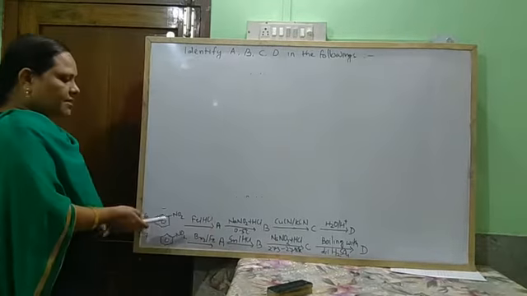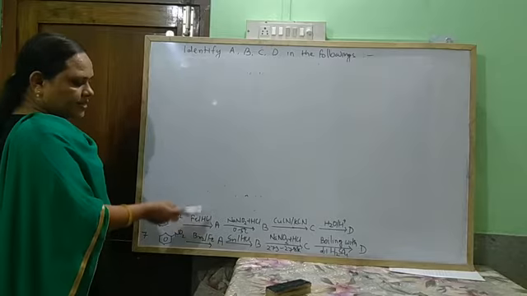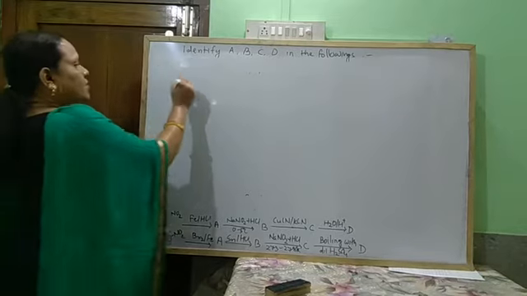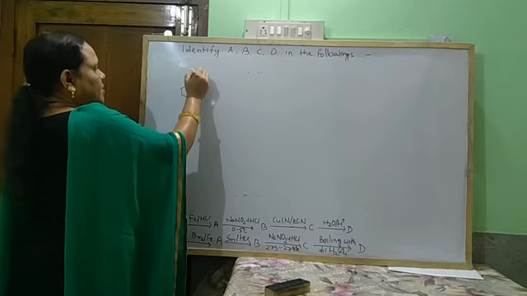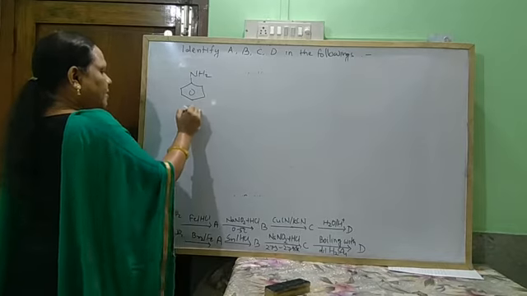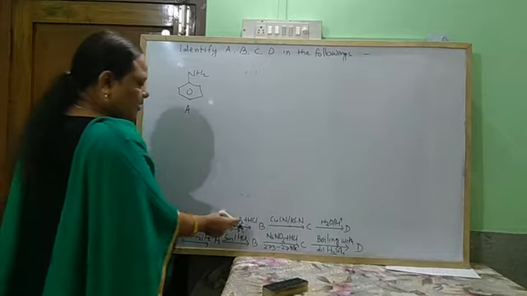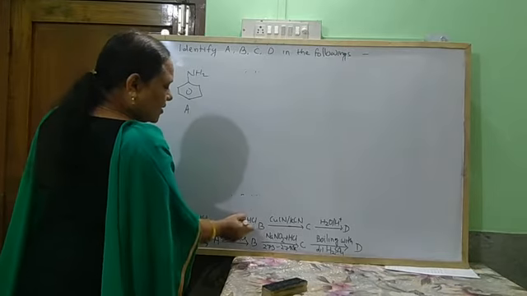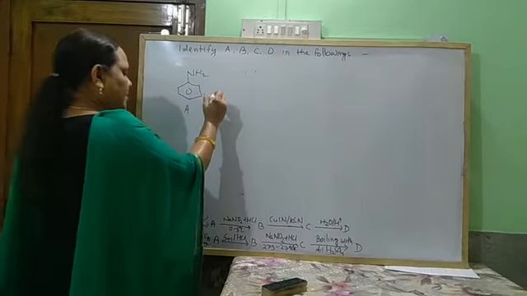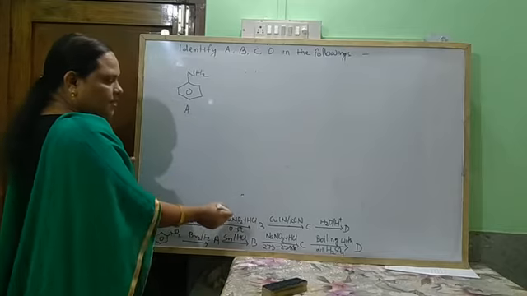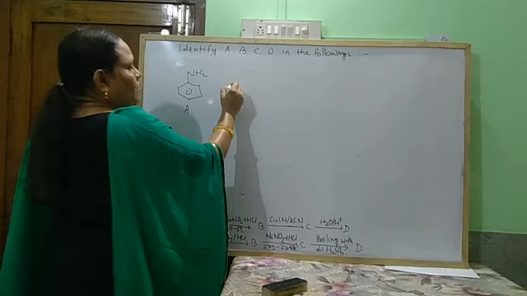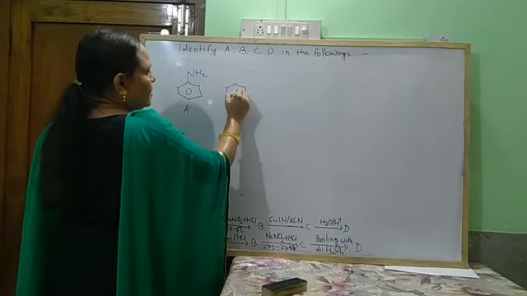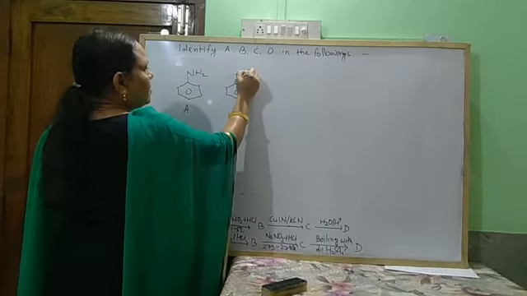So nitrobenzene reacts with Sn and HCl, a reducing agent. So the nitro group is reduced to NH2 group. So A is aniline. Then treated with sodium nitrite and HCl at 0 to 5 degrees Celsius. Again a diazotization reaction. NH2 group is converted to N2 plus Cl minus. That is benzene diazonium chloride is formed.